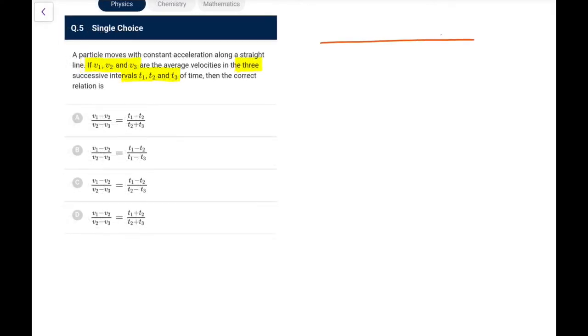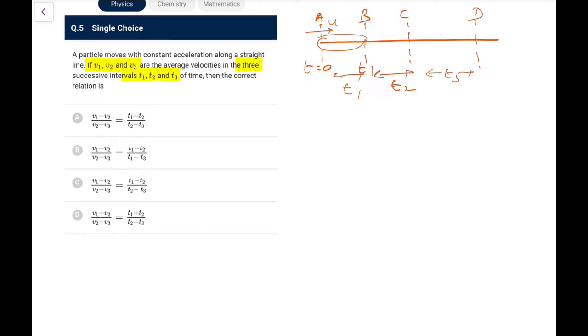Let's say on this timeline, this is A, this is B, this is 0, this is T1. Then I would have this duration as T2, and this instant would be T1 plus T2 at C. And let's say this is D, and this interval is T3. It's not looking equal on my diagram, but you can make it out. Let the initial velocity be U. So what is the average velocity in this? Because acceleration is constant, V average would be VA plus VB by 2 here.